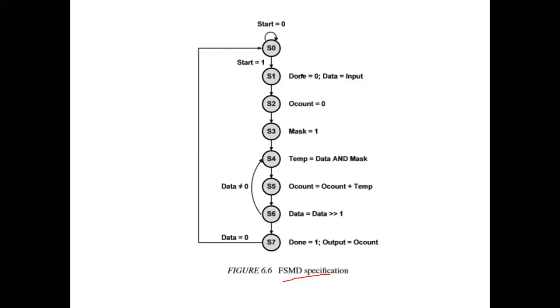We are specifying different states for the initialization. State 1, state 2, and state 3 are for initialization. In the first step, we are initializing data equal to input. Whatever be the input coming, that will be stored to data. Along with that, we can do a control signal initialization. Control signal is not a register value. We are setting the control signal as 0. Then in the next state, we initialize output count equal to 0. In state 3, we initialize mask equal to 1.